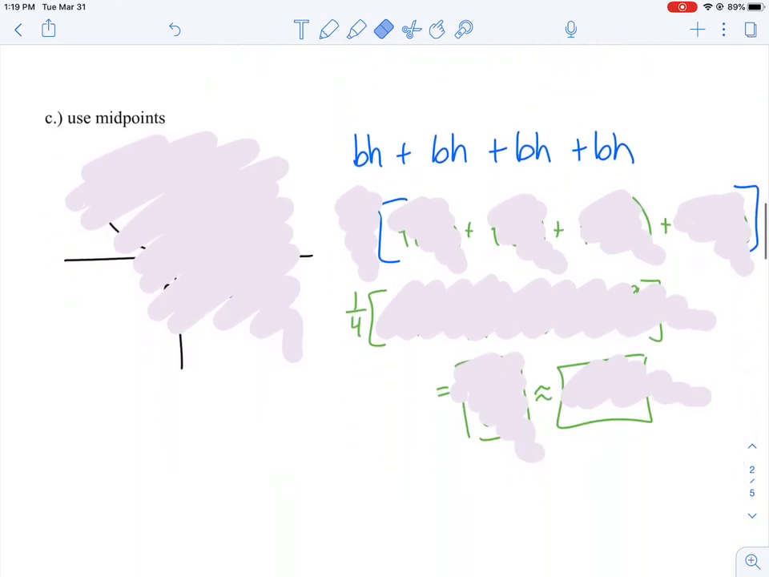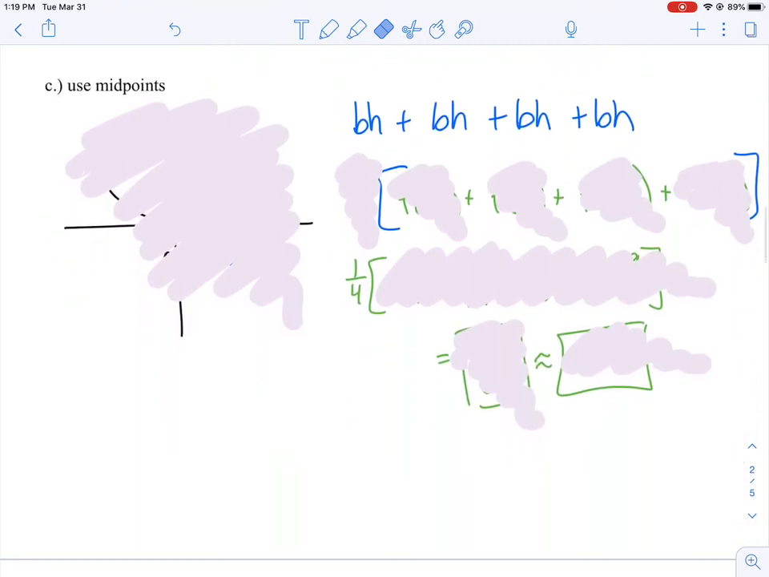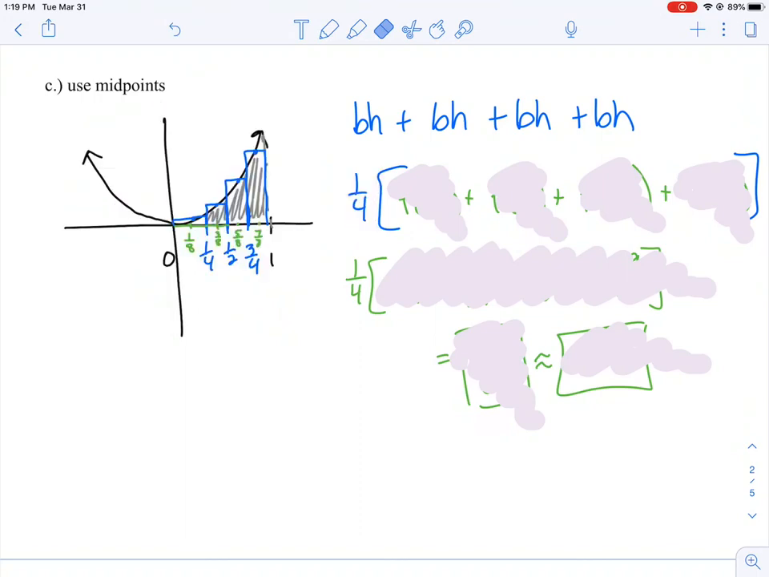Well, to get a better estimate, instead of using left endpoints or right endpoints, we can use the midpoints of our rectangles, the middle point. And so we're going to do base times height, base times height, base times height one more time. We're still going to do that same exact graph. We're still going to go from 0 to 1. We're still going to divide it into 4 different rectangles, so each of our rectangles is still 1/4 wide.